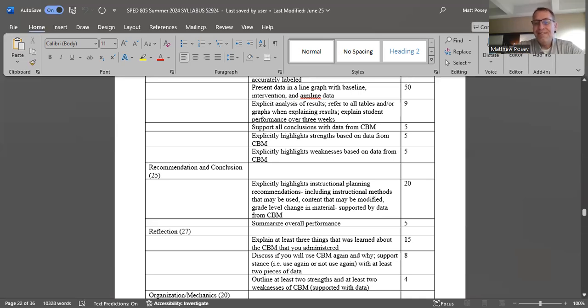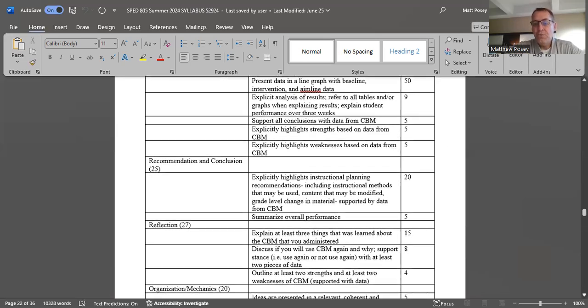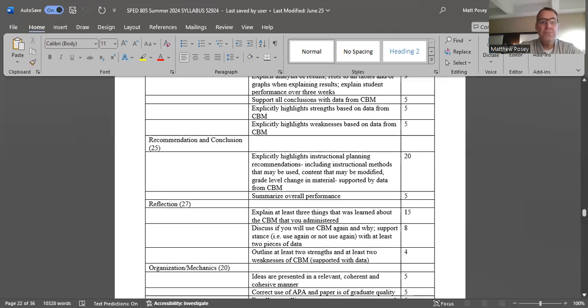Another new area, this is the second new area for this particular report compared to previous reports, is the reflection section. I really spent some time on this last week. Again, this week, it's a courtesy reminder: don't forget this section. It is new compared to your previous reports.